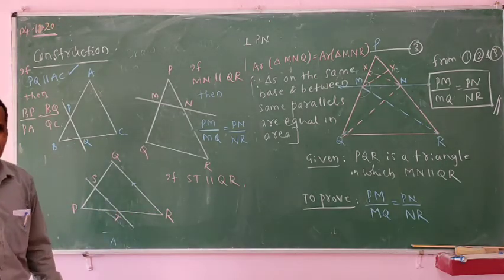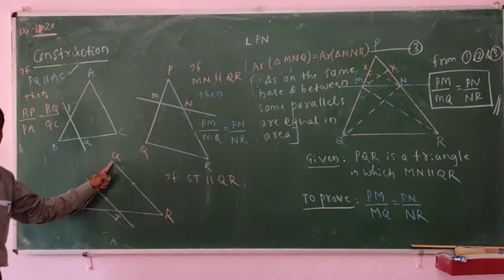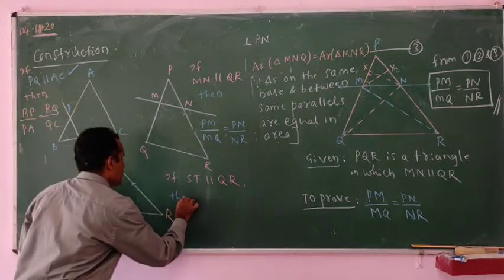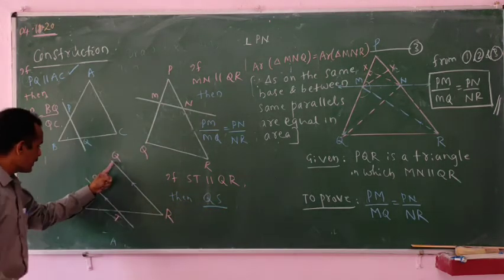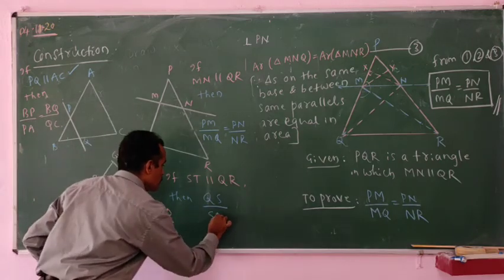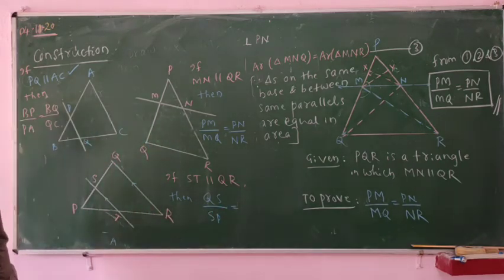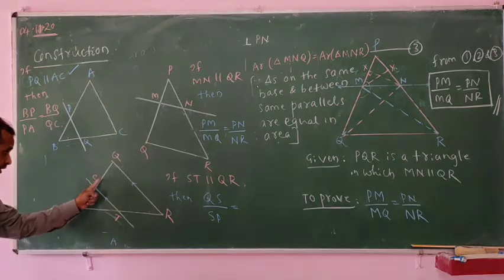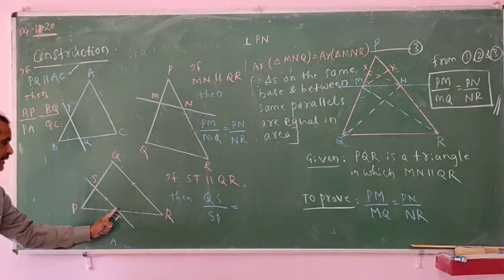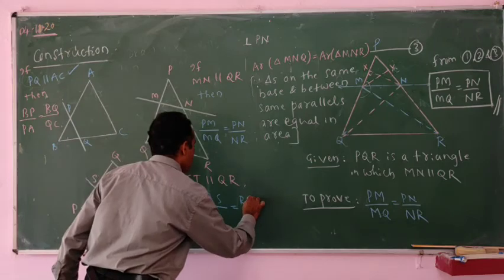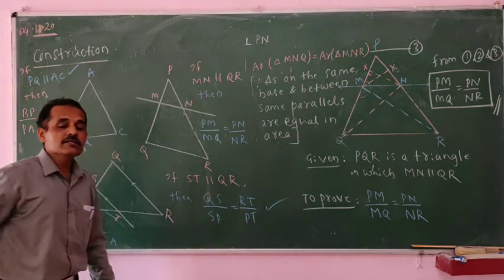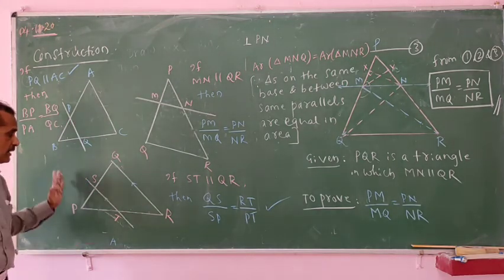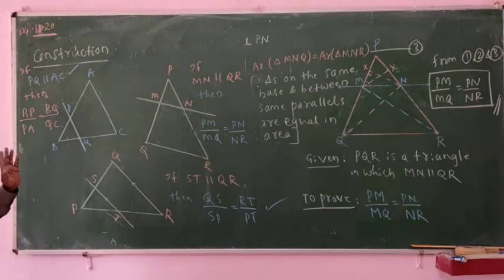Many students may ask, sir, is this necessary? Can't I start from here? Why not? Definitely you can start. You can write QS divided by SP is equal to, but when you start from here, you have to come from there: RT divided by PT. This is what Thales' theorem says. Look at this. Okay, this is Thales' theorem. You can apply it for anything.